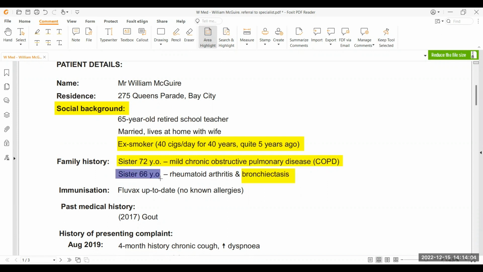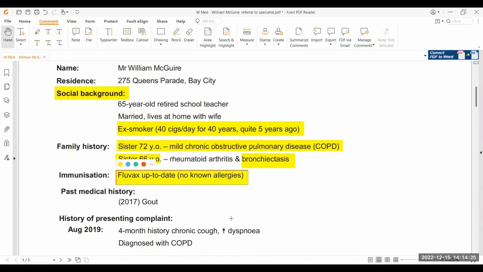Okay, so two things. And anything about immunization as well? Yes, he was immunized, and he has no known allergies as well. He's up to date. So this would be relevant for the specialist to know as well. All right.